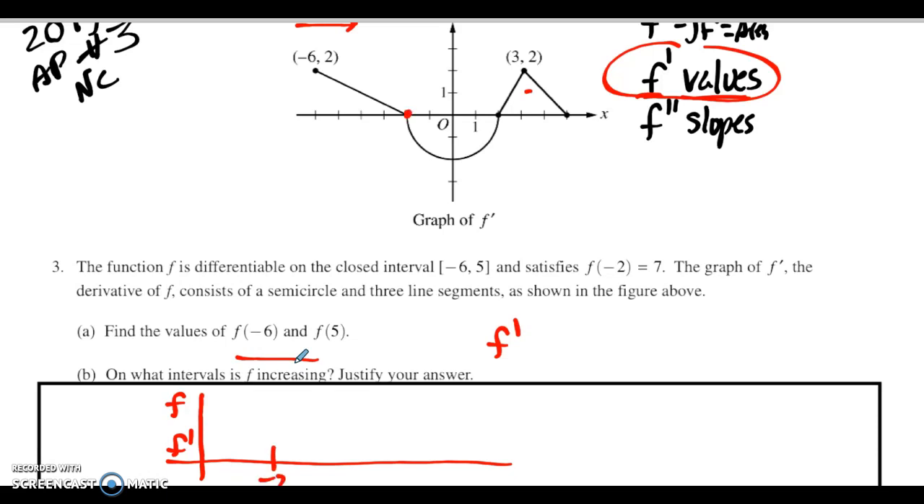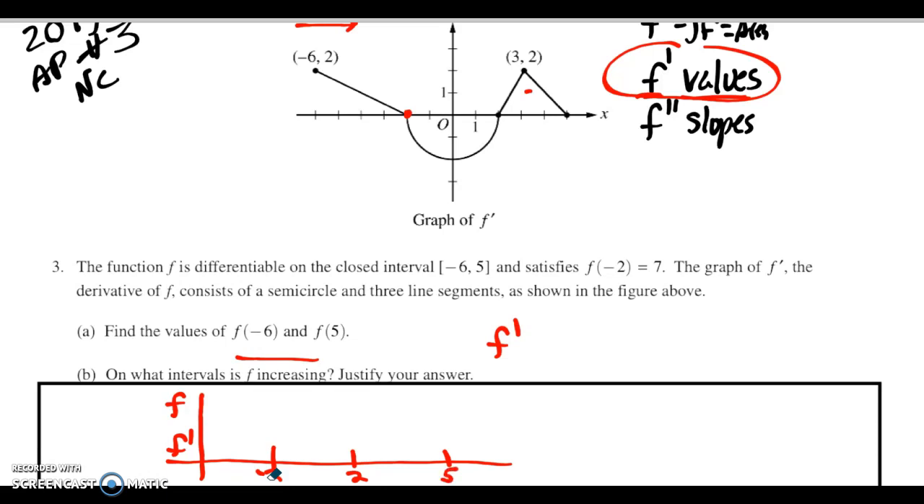And make it a little bigger. Hold on. Erase that there. And the value is also 0 at 2. See anywhere else where the value is 0? Yes, at 5.